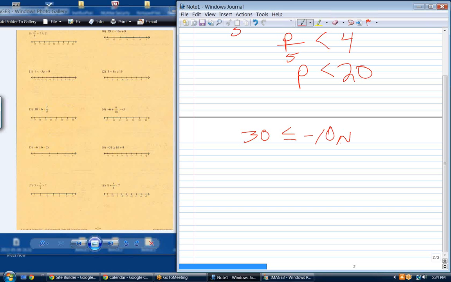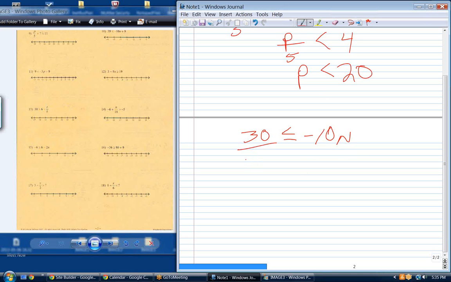And then you would divide that. So it would be 30 divided by 3. Okay, so it'd be 10 is less than or equal to... Remember we're trying to solve for n, not 10. So we're trying to get rid of the 10, the minus 10 coefficient. So how do I do that? 30 divided by 10.